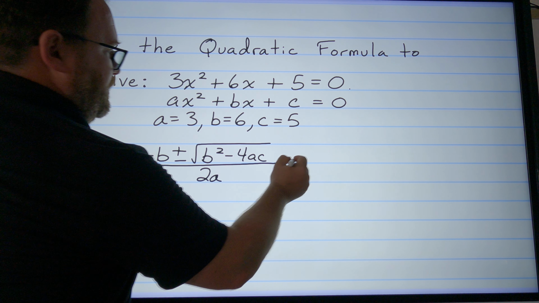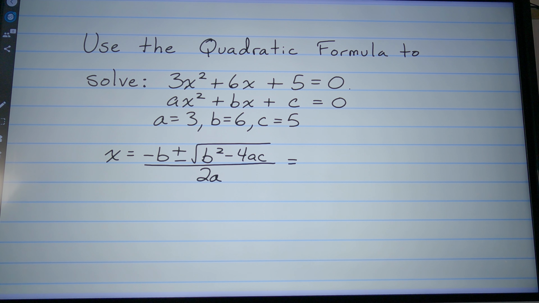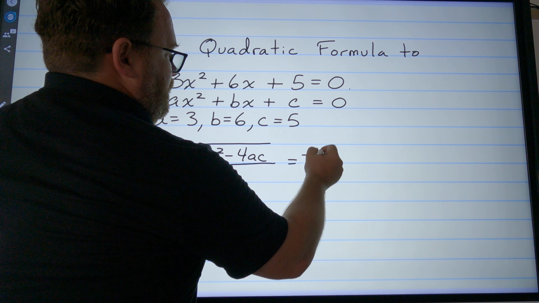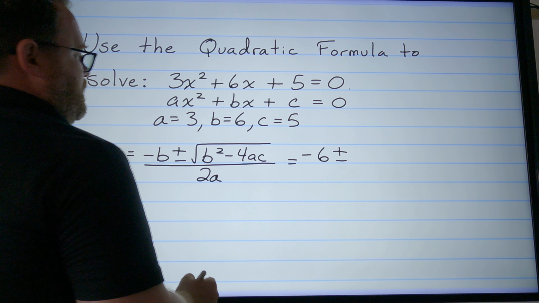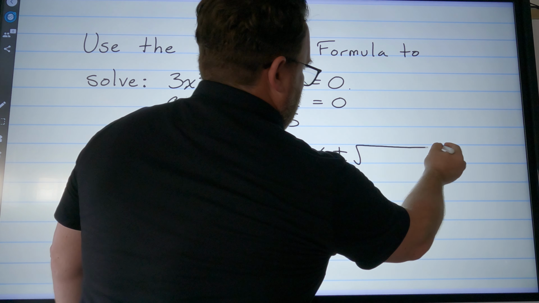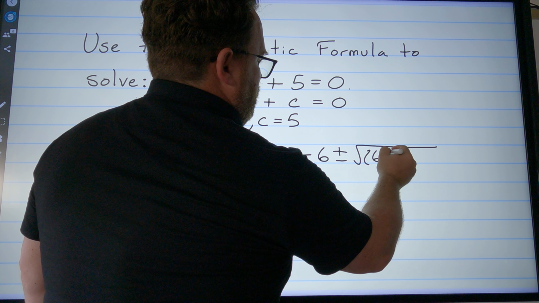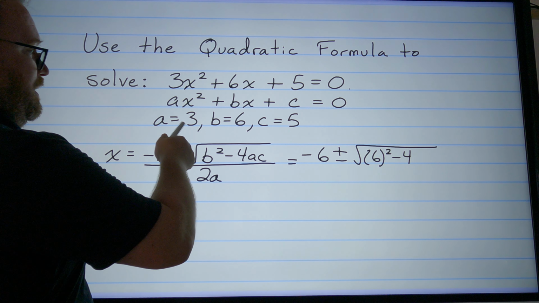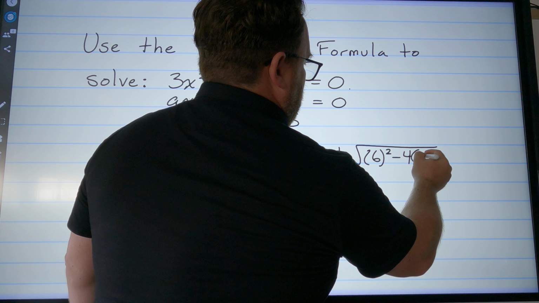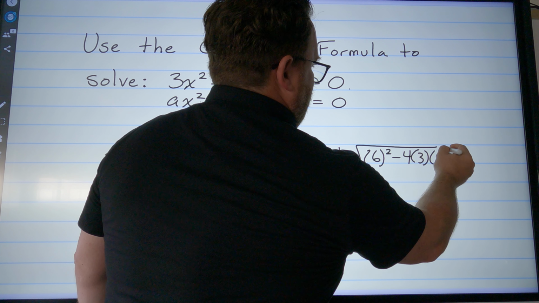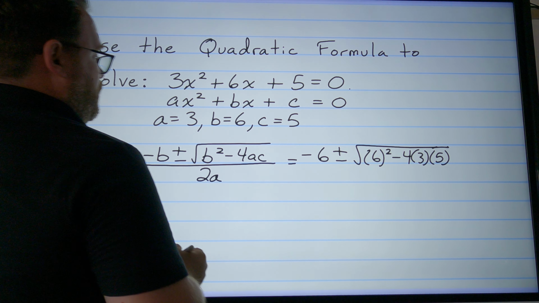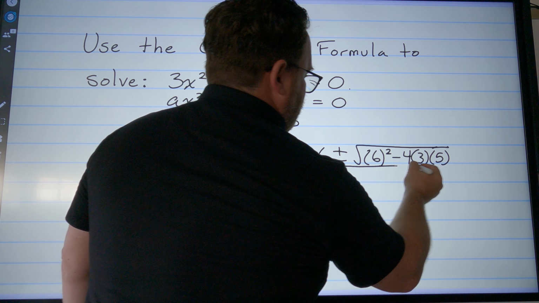Okay, so let's substitute in our values. So negative b is negative 6. Then we have plus or minus the square root of 6 squared minus 4 times a, which is 3, times c, which is 5. And this is all over 2 times a, so 2 times 3.